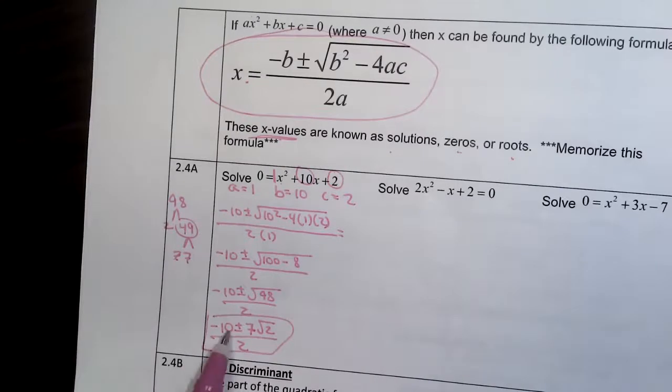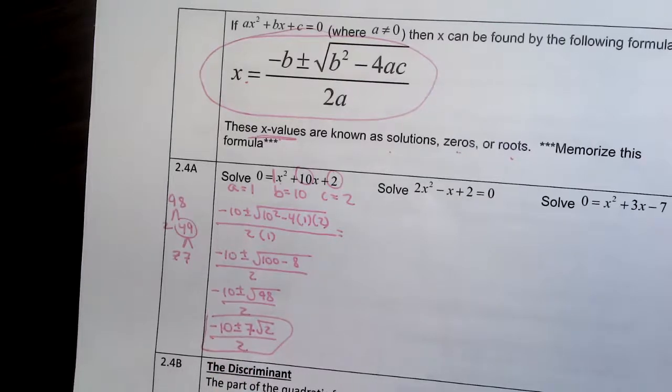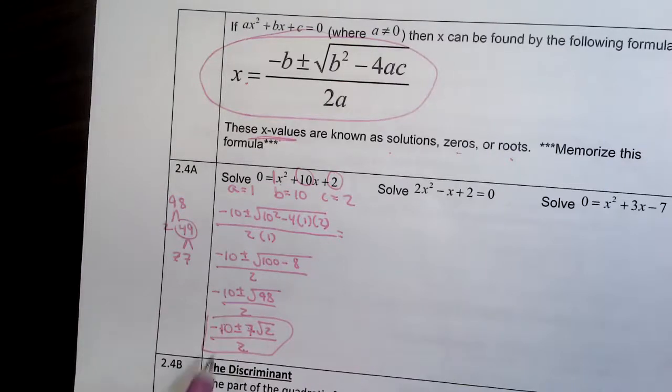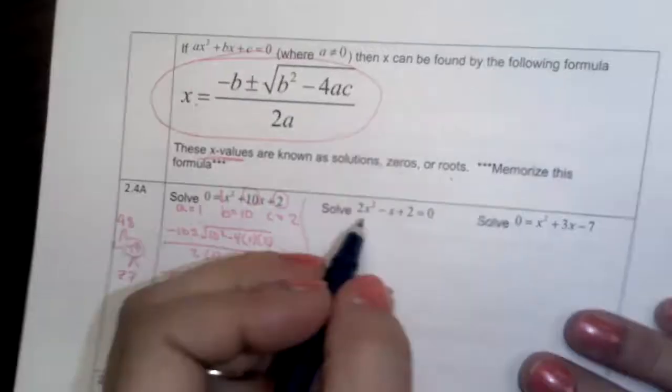Now, yes, I could divide 10 by 2, but since I cannot divide 7 by 2, I am not going to be able to simplify this any further. Okay, in order to divide any of these numbers, I have to be able to divide all 3 of them by the same number. All right, let's take a look at the next problem.